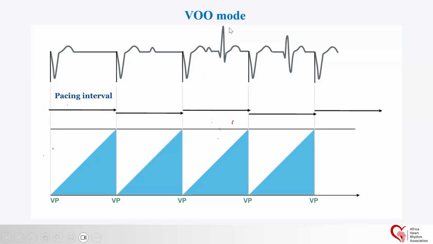In this case, we have an intrinsic event in the ventricle, but the pacemaker does not detect this event because we have VOO mode, the asynchronous mode. So we have just a timer. The pacemaker initiates the timer when it paces, and when the timer is finished, it will pace again. The pacemaker is blind in this case, it just paces, and the basis of the function of this mode is the counter.